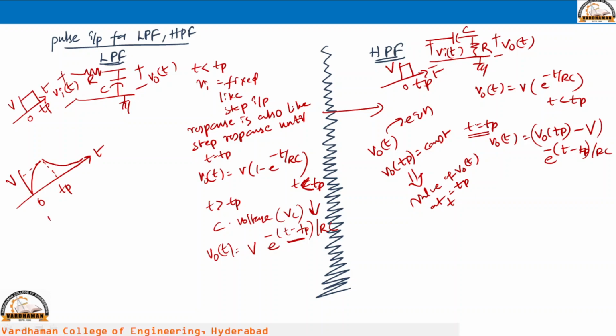But sometimes what is happening, the capacitor will be charged to this V volts before Tp only. Tp is here, for example, it is 3 seconds, but before t is equal to Tp, that means before 3 seconds only, for example, at t is equal to 2 only, the capacitor voltage can reach up to V volts, and after that also it is maintaining V volts. Then now it starts decreasing, like this also it is possible.